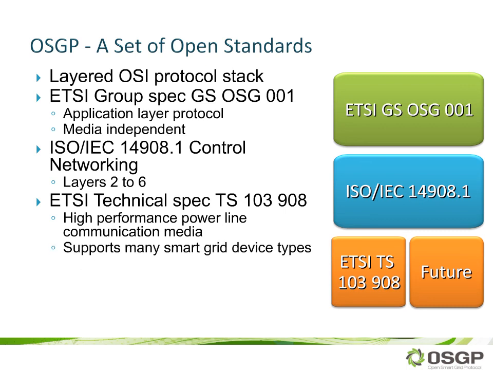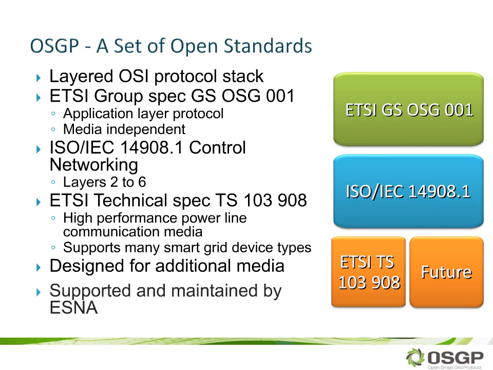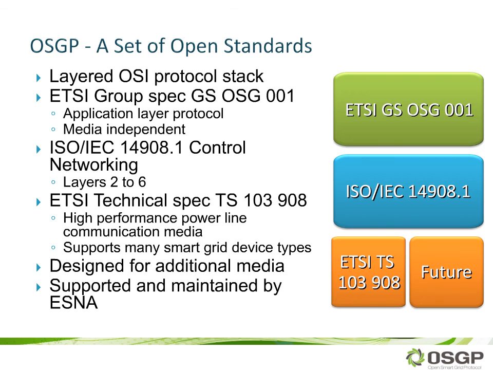And then the last part of OSGP, the last layer in the stack, is the physical layer. OSGP, again, is designed to be media independent, so it can run over multiple physical layers. But initially, ETSI has published one, and ESNA is supporting one layer, which is ETSI TS 103 908, an A-band power line networking standard designed to provide very high performance operating in the CENELEC A-band. But again, it's open to future media as well. And all of OSGP is supported and promoted by ESNA.